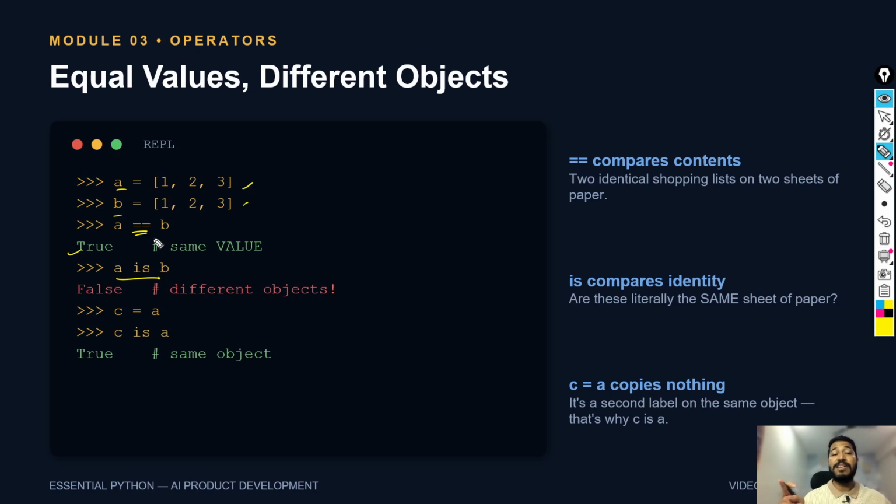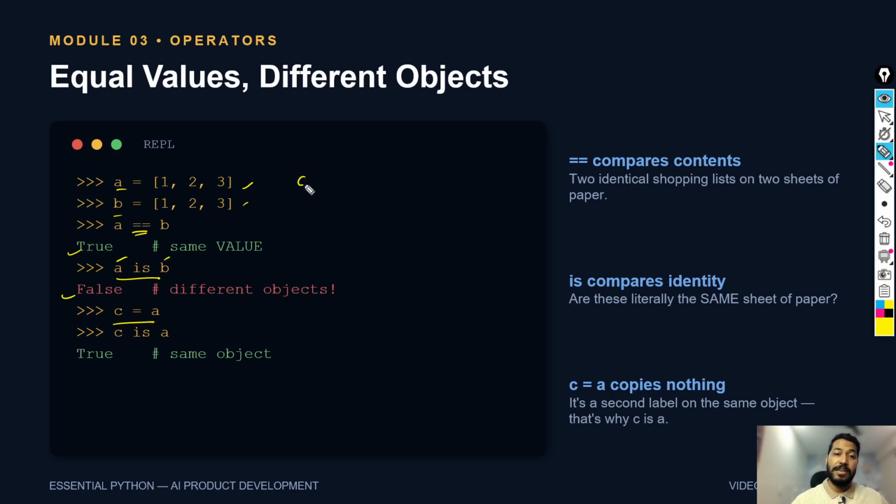So the A variable address is different from the B variable address, right? Both A and B are referring to different addresses inside the main memory. That's where it's returning false. And C is equal to A. So this is the example of the shallow copy.